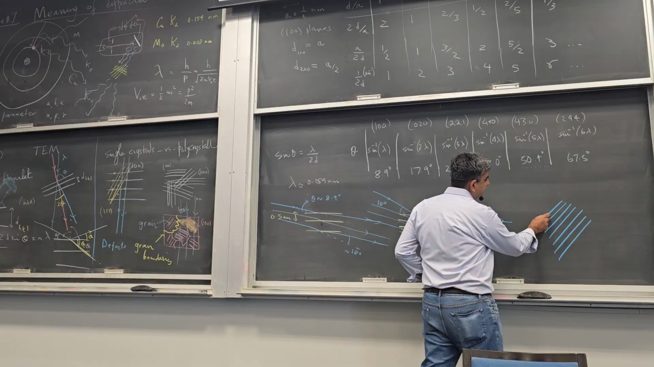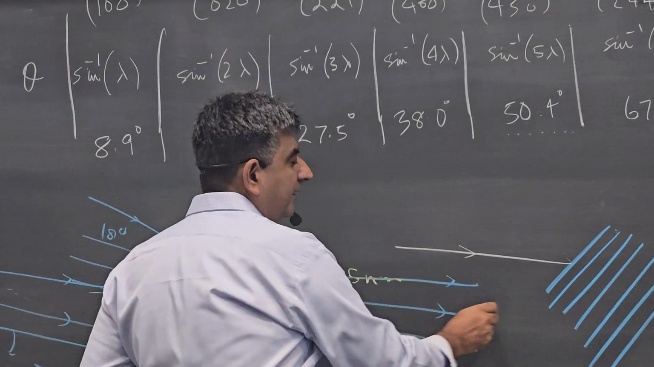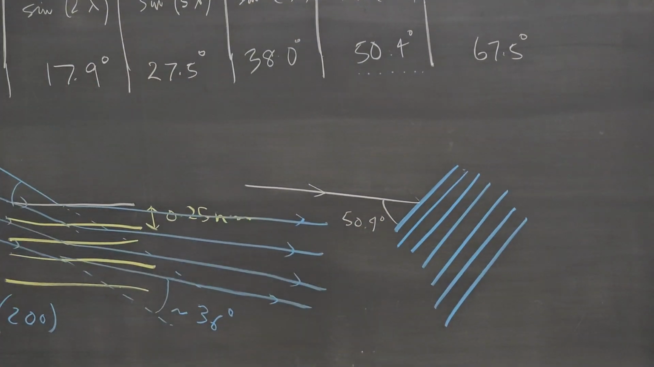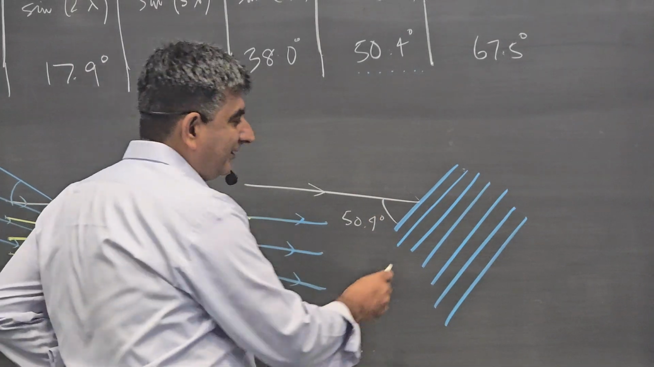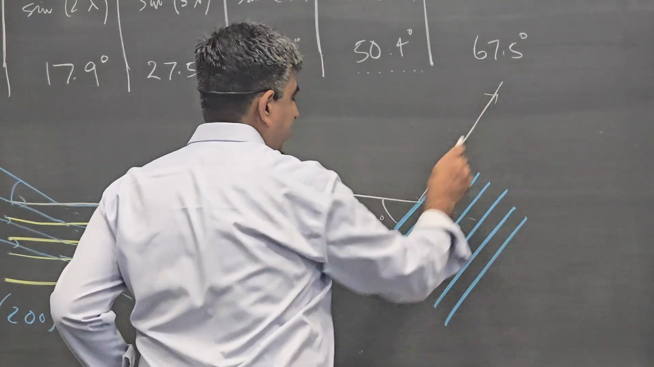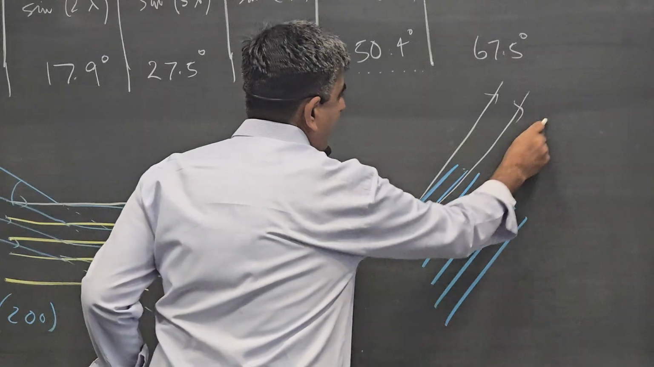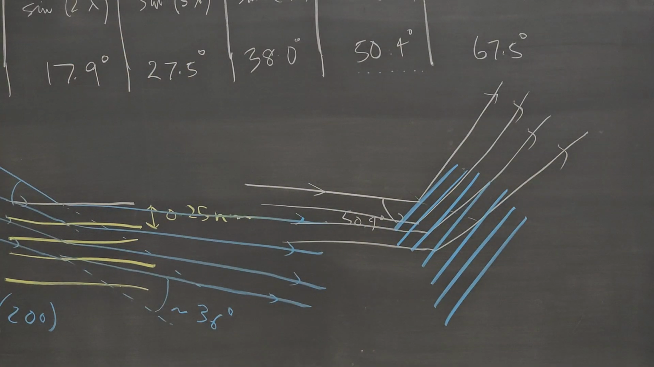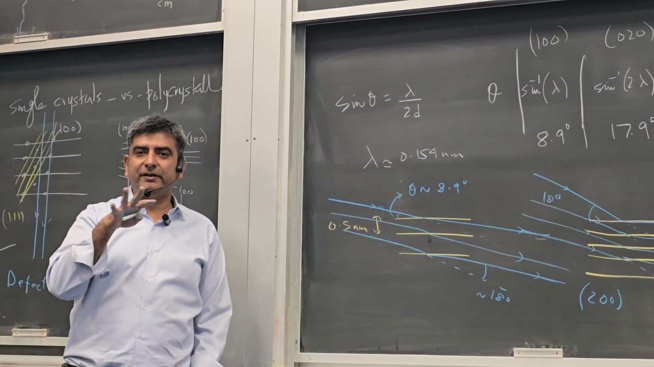So if the X-rays come in at 50.4 degrees, they will be scattered by around 100.8 degrees. Okay, so this is how the Bragg formulation works. Everything is really nice.